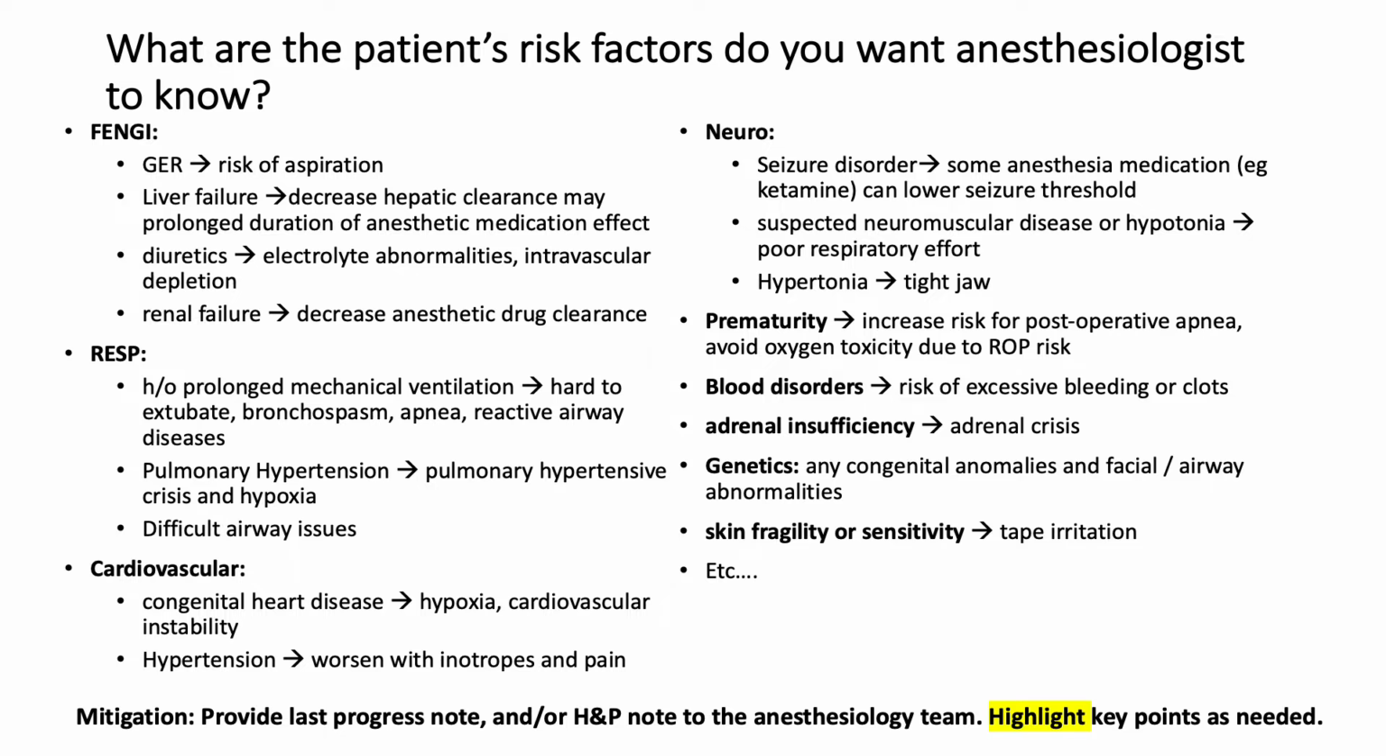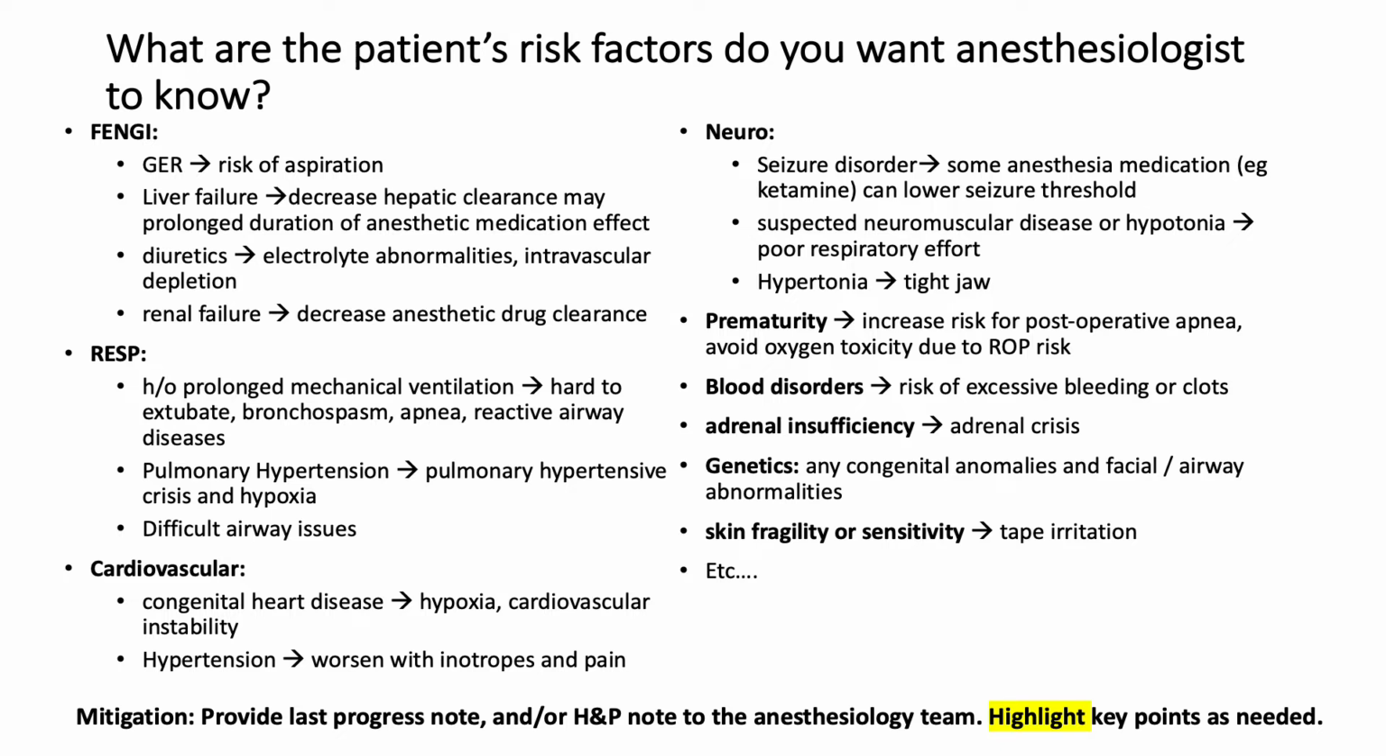Cardiovascular. Congenital heart disease can increase the risk of hypoxia and cardiovascular instability. Hypertension may worsen with inotropes and pain. Neurologically, seizure disorders are important to be aware of because some anesthetic medications like ketamine can lower the seizure threshold. Does the patient have suspected neuromuscular disease or hypotonia, which can cause poor respiratory effort? On the flip side, hypertonia can cause the jaw to be really tight and difficult to intubate.